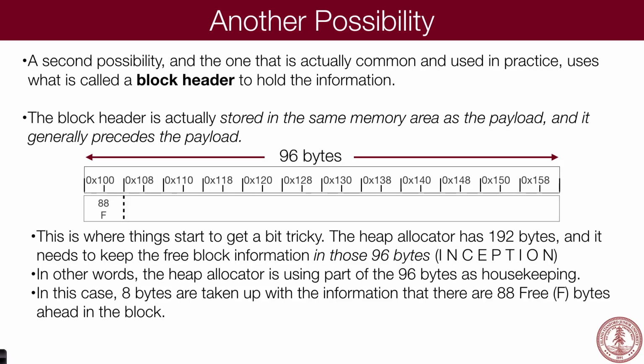In memory, at location 100, we've got the following information. We take 8 bytes. In those 8 bytes, we say that we have 88 free bytes. So at location 100, if you go and look there, you will see 88 and "free," depending on how you build that into your system.